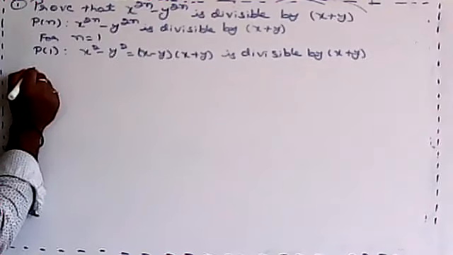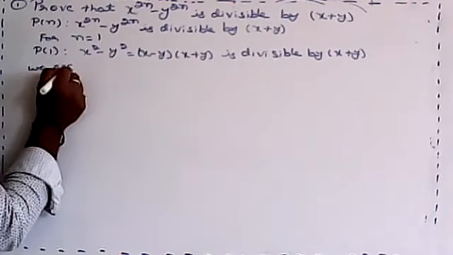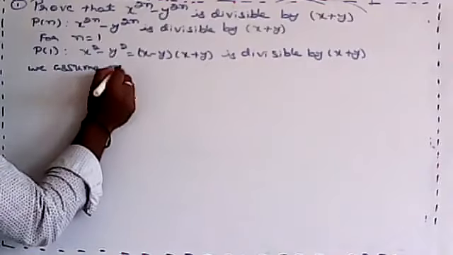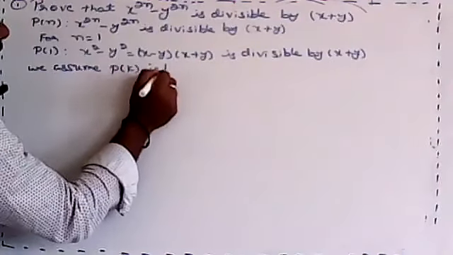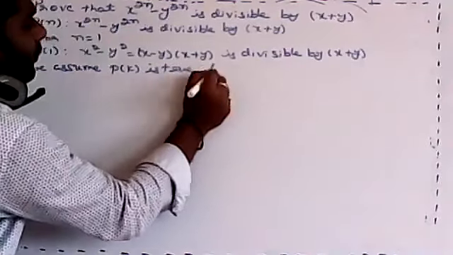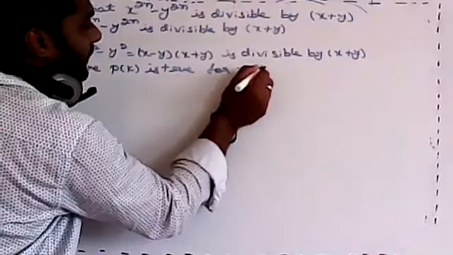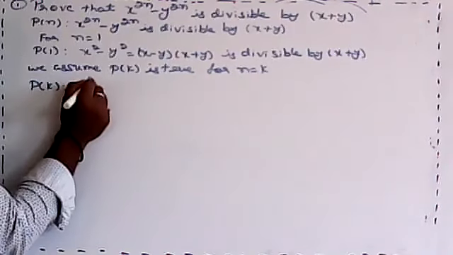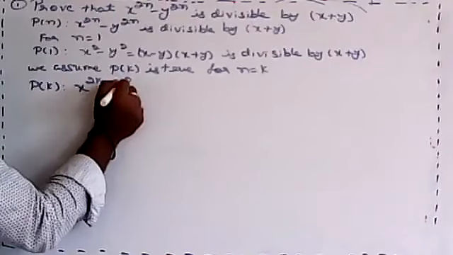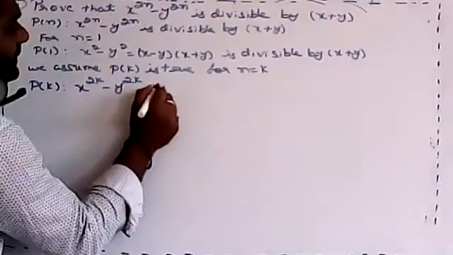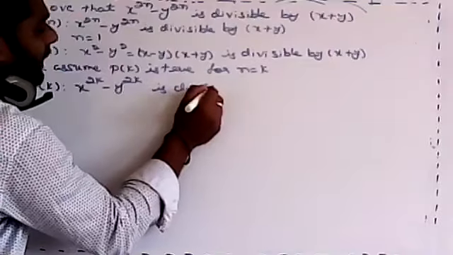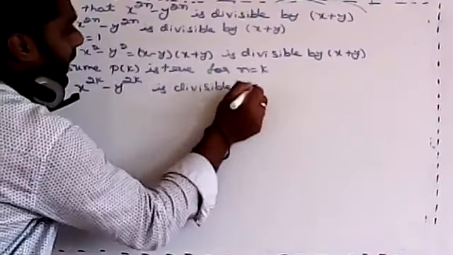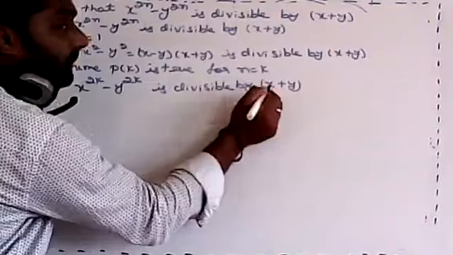Then we move on to the next condition, that is the second one. We have to assume P of k is true. P of k is true for n equal to k. Correct? So P of k is what then? x to the power of 2k minus y to the power of 2k is also divisible by x plus y.